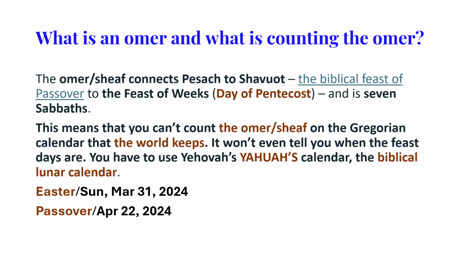So on that calendar, they just count 50 days. It won't even tell you when the feast days are. Of course not. You can't find any feast days through a sun calendar. You have to use Yahuwah's calendar, the biblical lunar calendar. There's only one sign in the whole book. It's called Hadash. You'll never find another. Come on. Come with us.